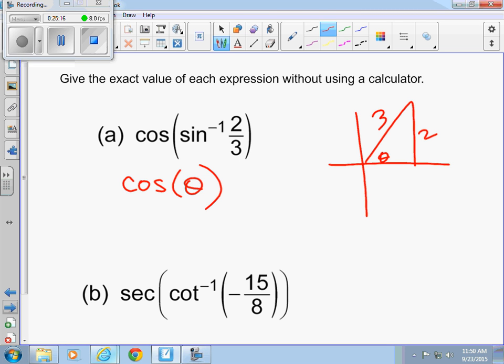Is everyone listening? I want the cosine of that angle. Can I find that? Yes. So do that. Everyone do that. Stop talking.